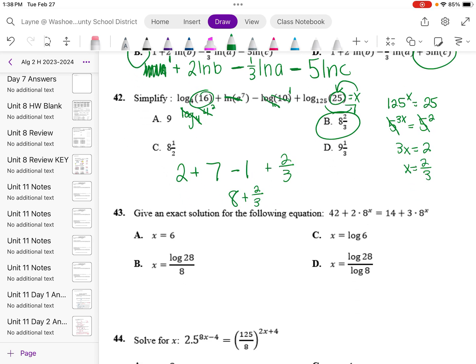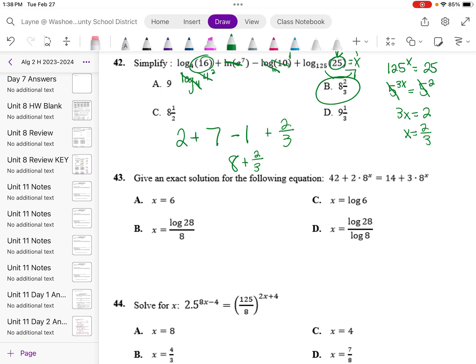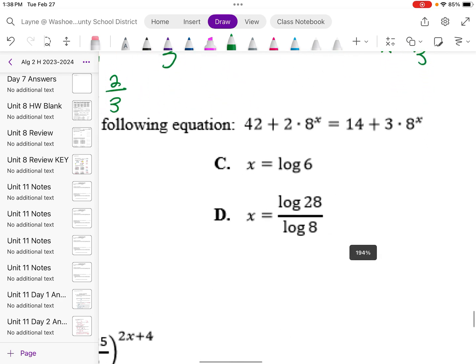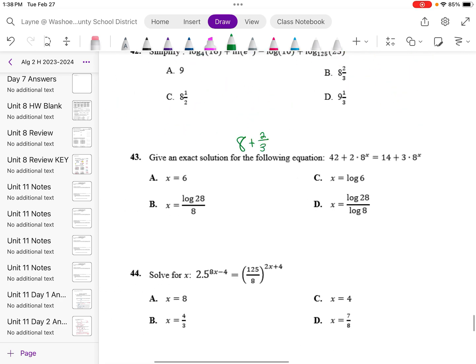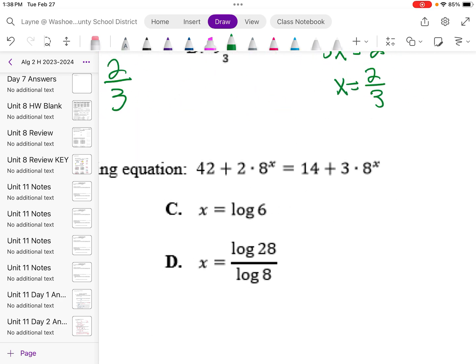Give an exact solution for the following equation. All right, so this one looks more complicated, I think, than it is. What you want to do here first is combine all like terms. So we've got 42 plus 2 times 8 cubed. This is just one term. Even though it looks like it's spaced out, there's no pluses or minuses there. That's a single term. Same with that. That is together. That's one term.